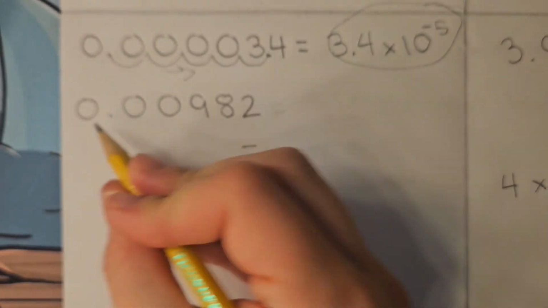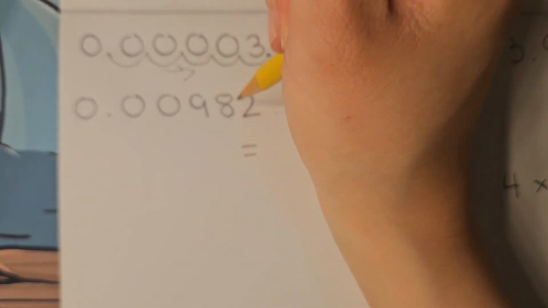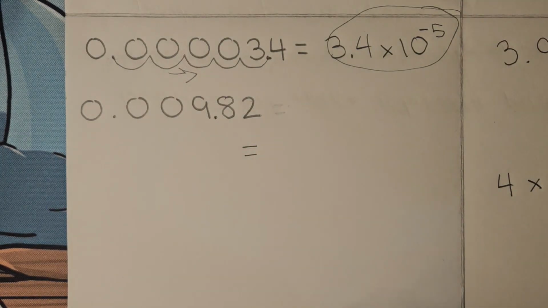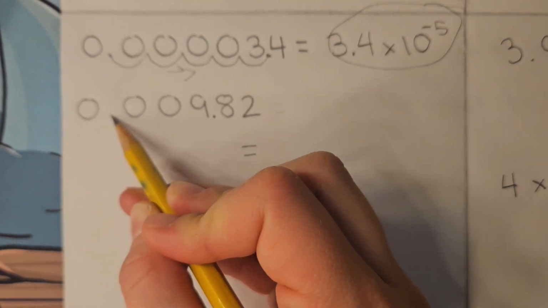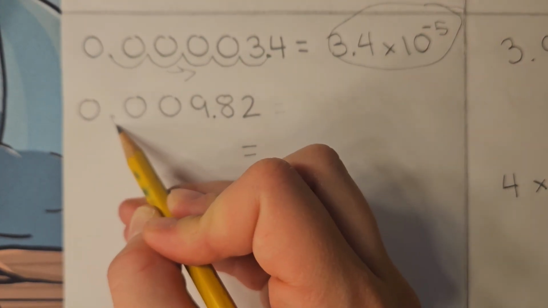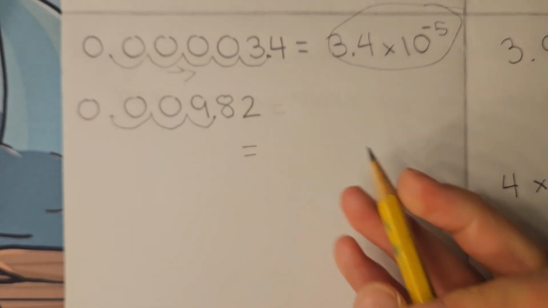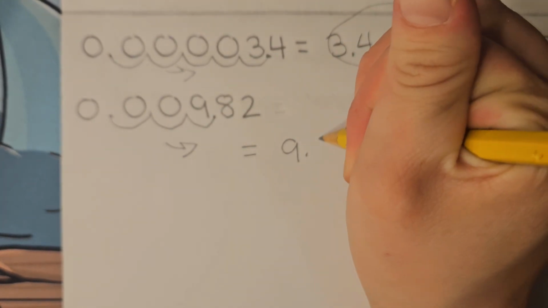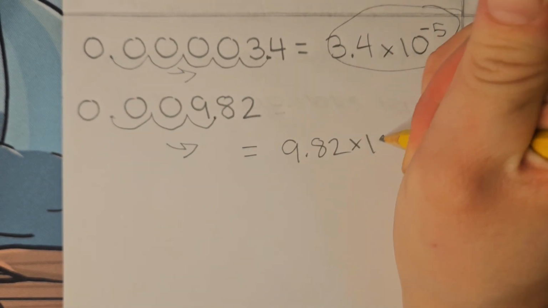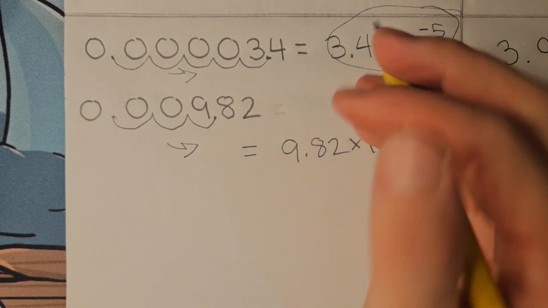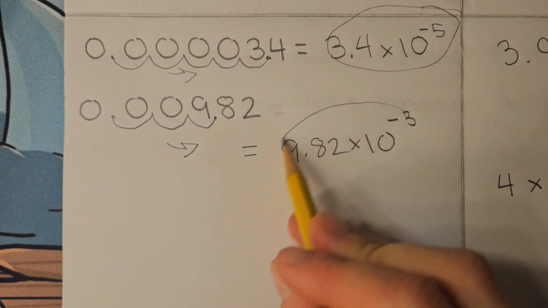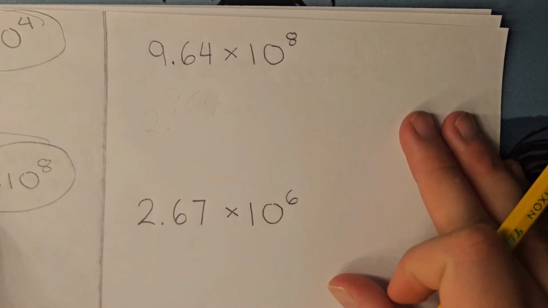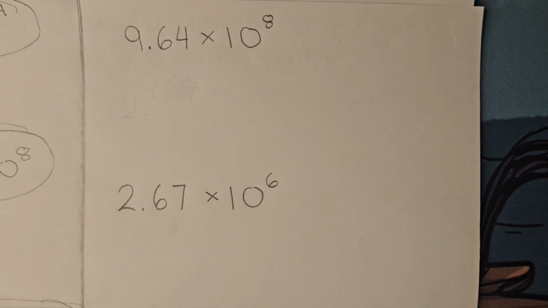Now for this one, again, same process. Find your significant numbers, which are 9, 8, and 2, so it's going to be 9.82 because it's between 1 and 10. We're going to move from here to here, 1, 2, 3, and because we're moving to the right, it's times 10 to the negative 3. And that's our second box. Alright, so now we're going to be converting scientific notation back into standard form.